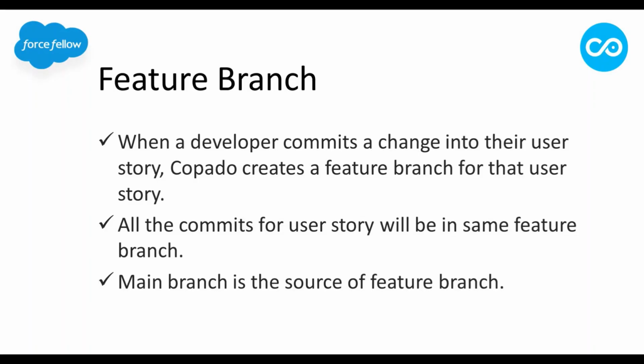Now the question is why Copado creates a feature branch for every user story. Due to this nature, Copado provides more flexibility because we can deploy our metadata per user story. For example, let's say you have 5 user stories ready to deploy, but your business wants only 2 to be deployed. In that case, in Copado, you can select only those 2 user stories and deploy to the next environment. Due to these different branches for each user story, Copado can easily identify the changes for those user stories.